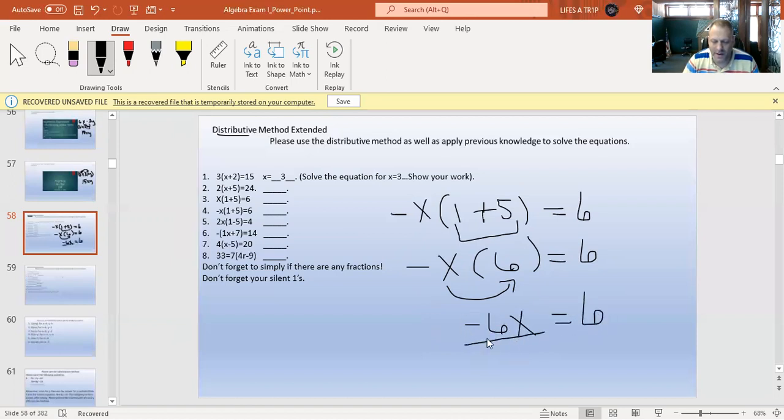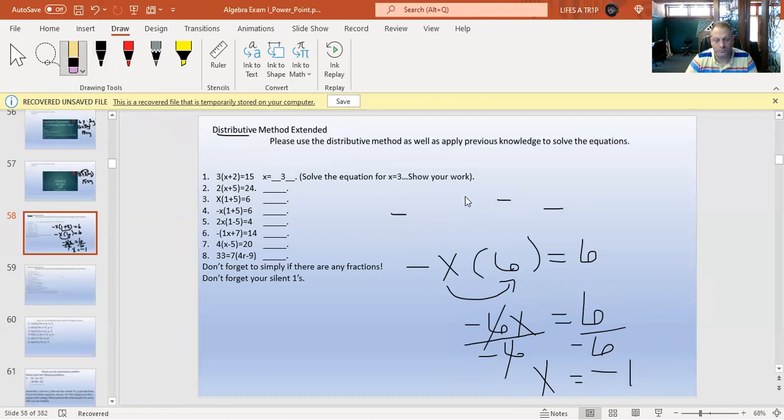All right, and take this negative 6 and bring it out here for your inverse operations. Okay, cancel, cancel, and x equals, oops, sorry guys, negative 1. All right, x equals negative 1, and that's number 4. Sometimes I'm concentrating too hard.